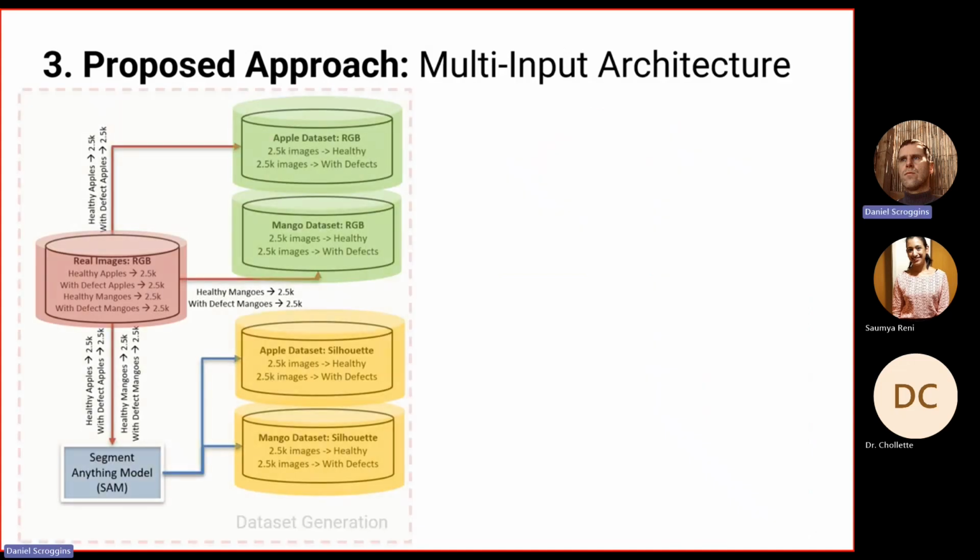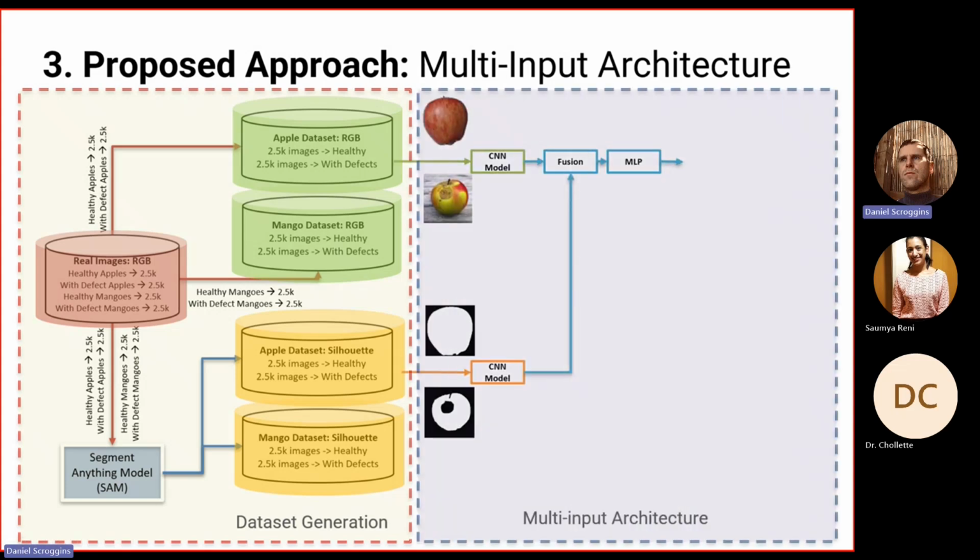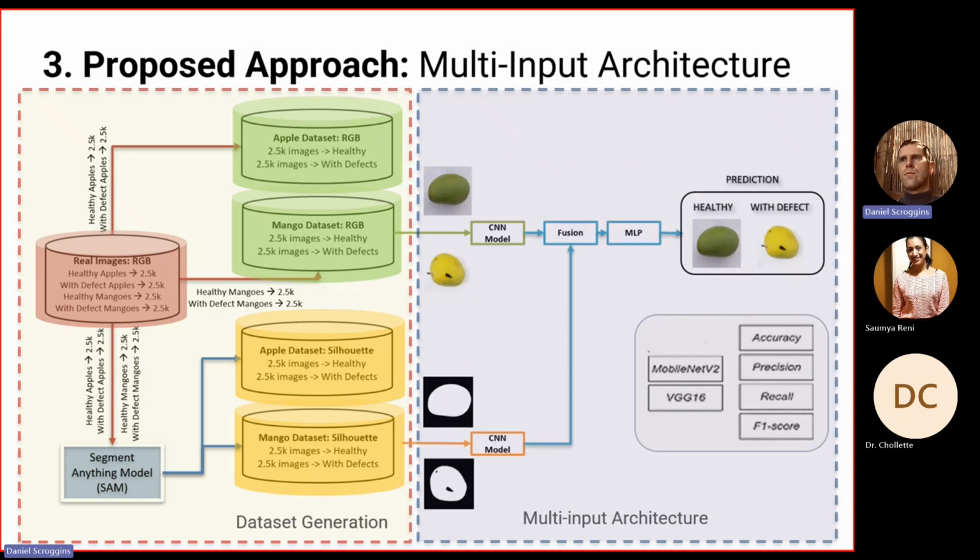After the dataset has been generated for both apples and mangoes, these image data are used as input to train 2 types of CNN models in order to classify the apples and mangoes as healthy or defect. For this work, we are using MobileNet and VGG16 models to train and evaluate these 2 types of CNN models. That was done for apples, and that was done for mangoes.